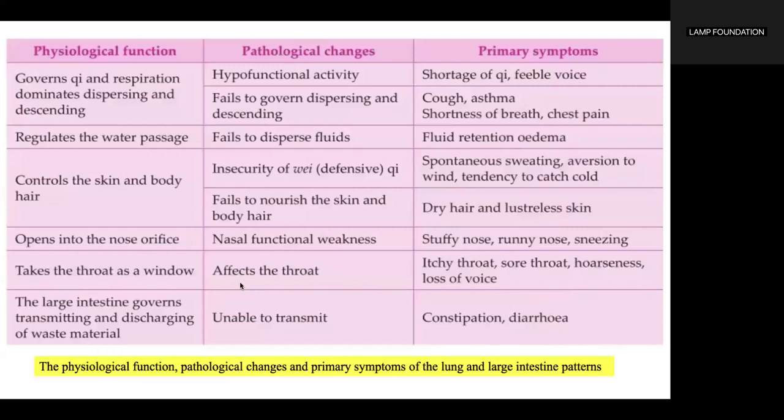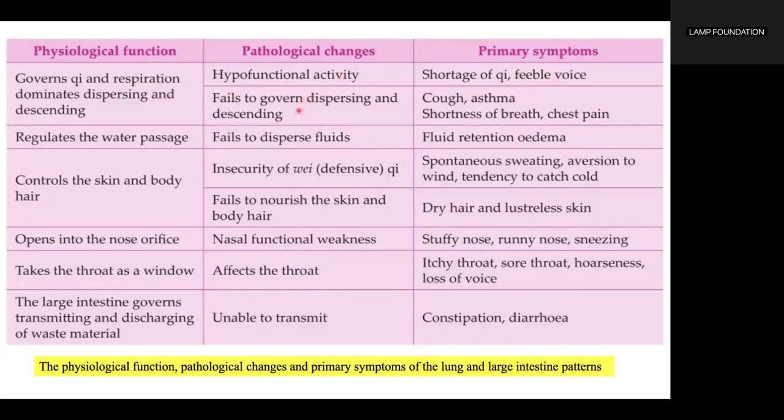The pathological changes in the lung are mainly reflected in the functional weakness of the lung system, such as the hypofunction of respiration, disturbances in regulating the water passages, and lack of distribution of wei qi. So the lung governs qi and respiration, dominates dispersing and descending. If it is hypofunctional, this will result in qi shortage and a voice that is feeble.